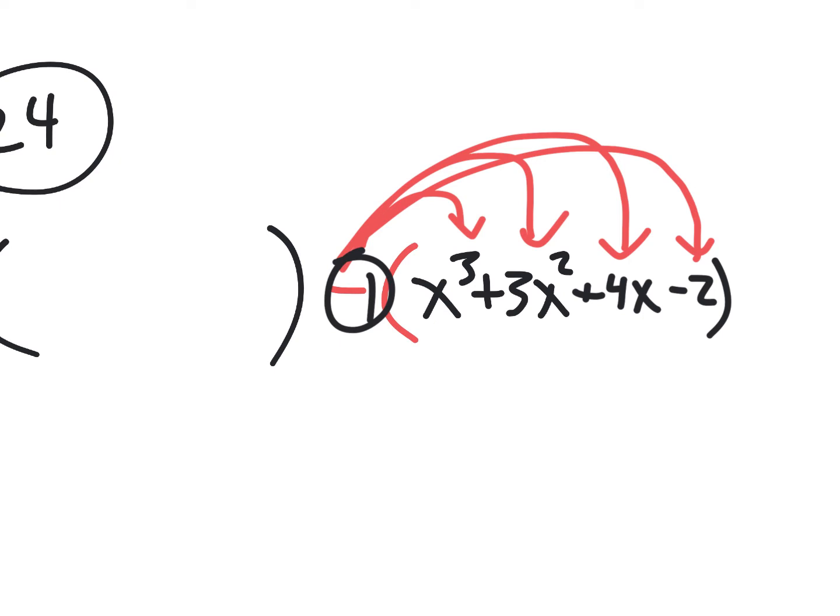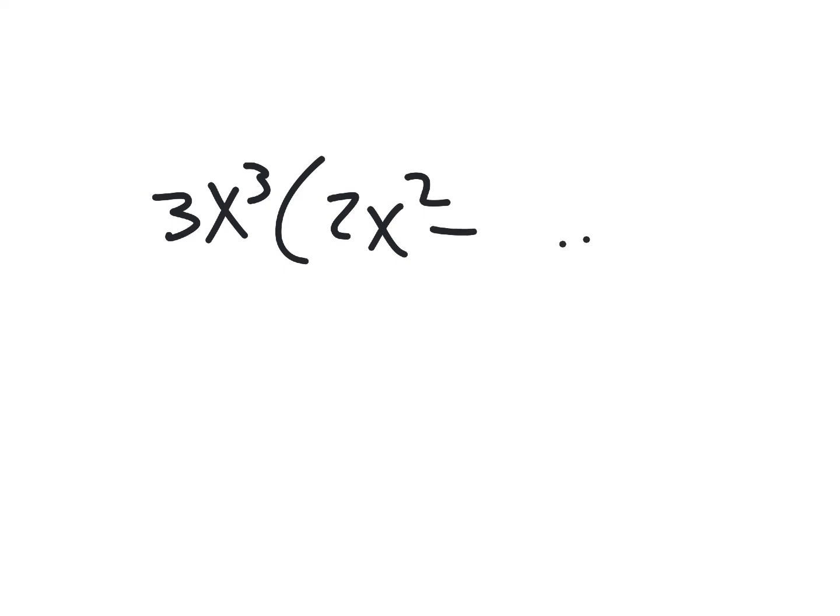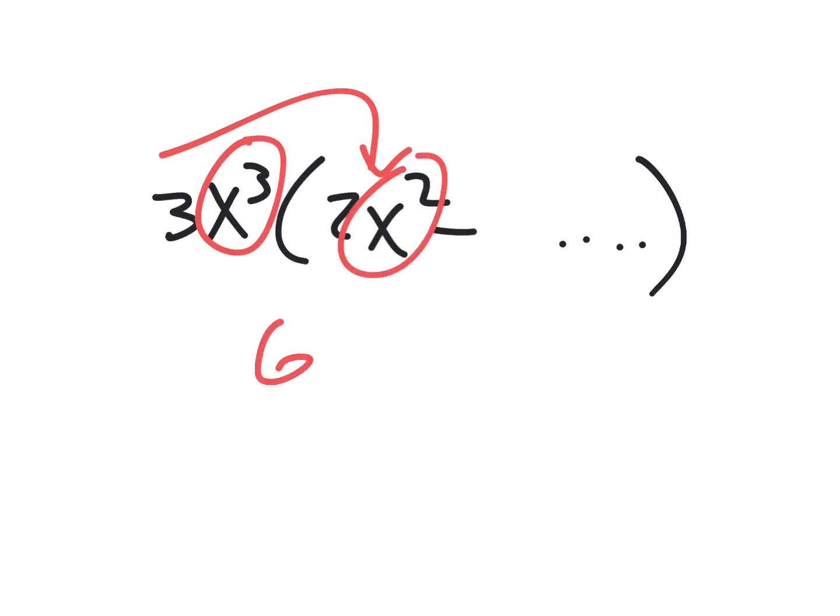And then the very last question is just distributing as in multiplying out things like this. 3x to the third, 2x squared minus blah, blah, blah. You just go this times this. And I'm surprised at how many people struggle with this, but it's just 3 times 2 is 6. And x to the third times x squared, I get it.